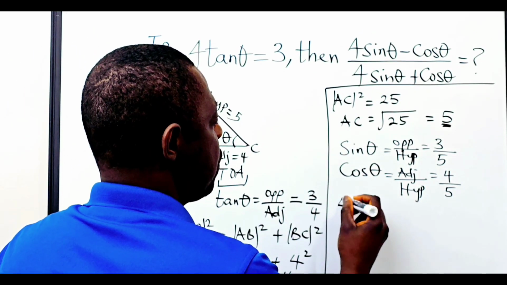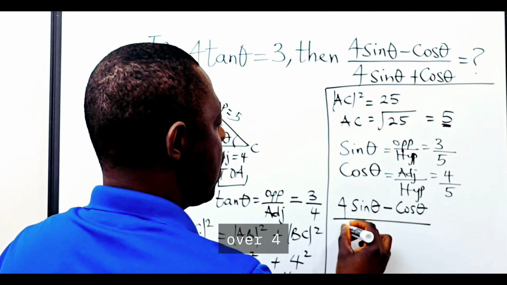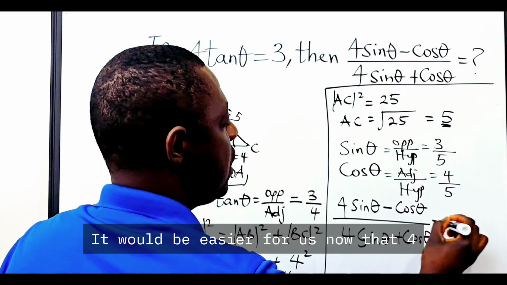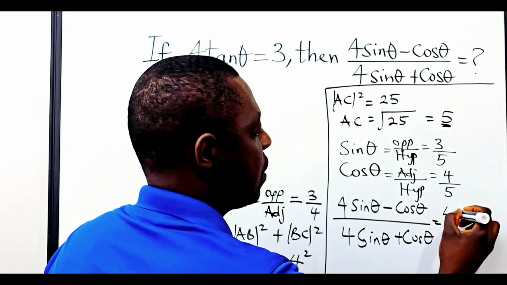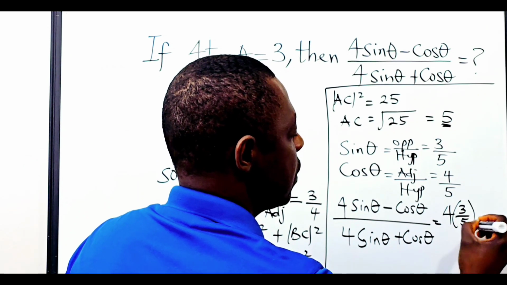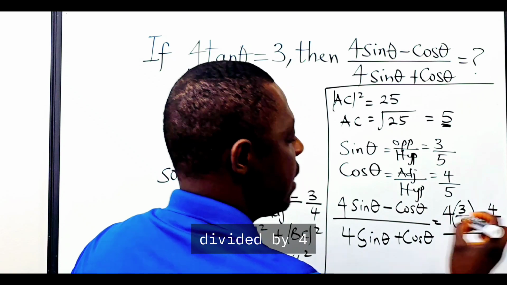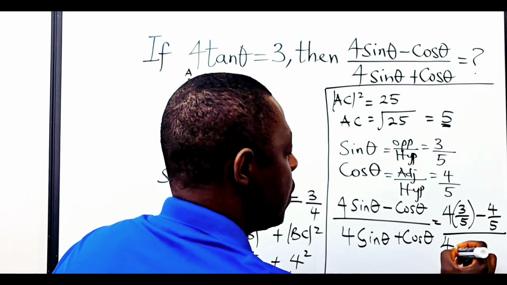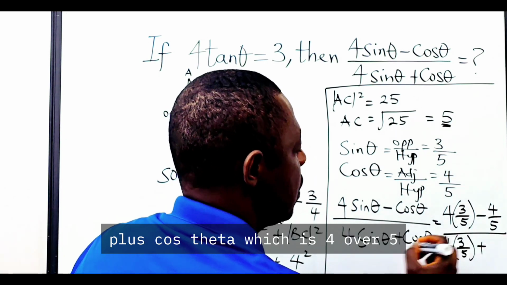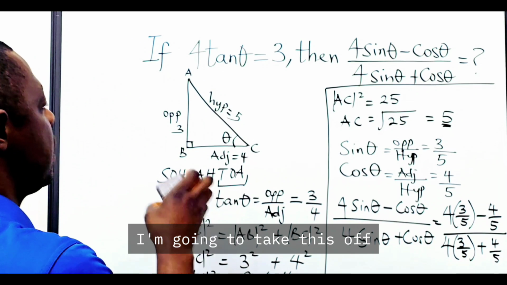We say that 4 sine theta minus cos theta over 4 sine theta plus cos theta. It will be easier for us now: 4 into bracket sine theta, which is 3 over 5, minus cos theta, which is 4 over 5, divided by 4 into sine theta, which is 3 over 5, plus cos theta, which is 4 over 5.